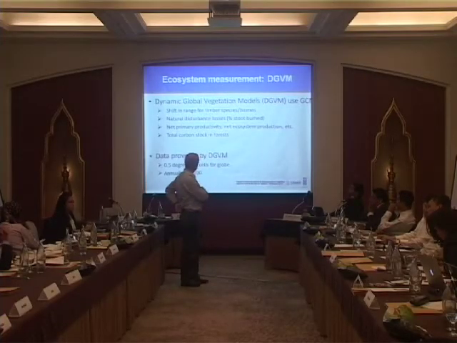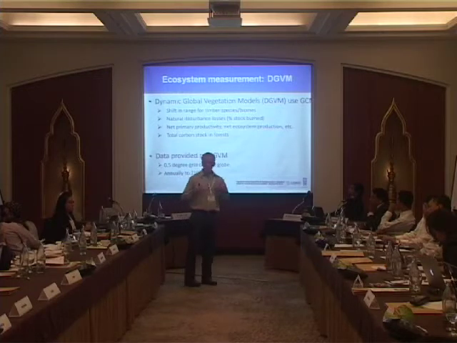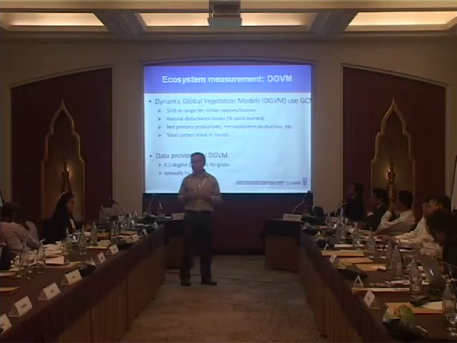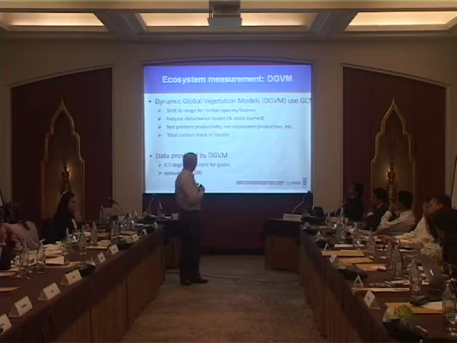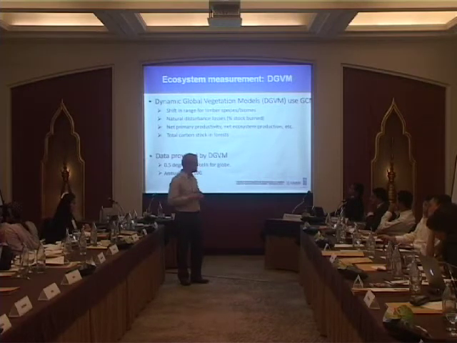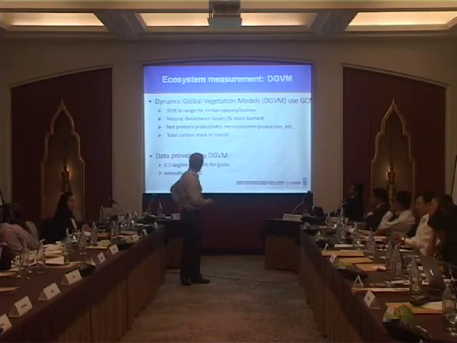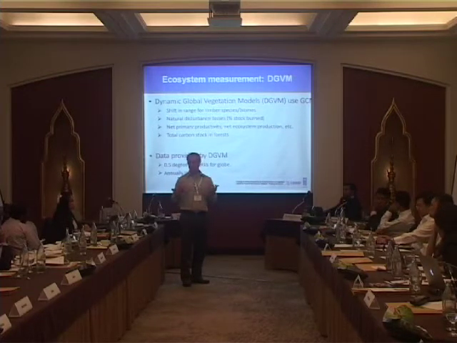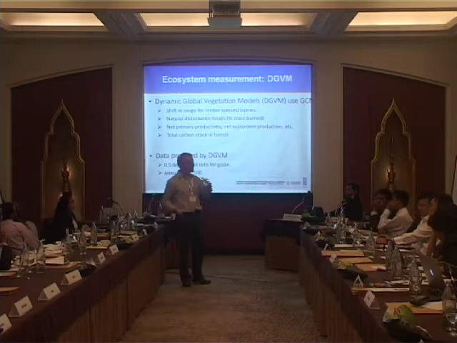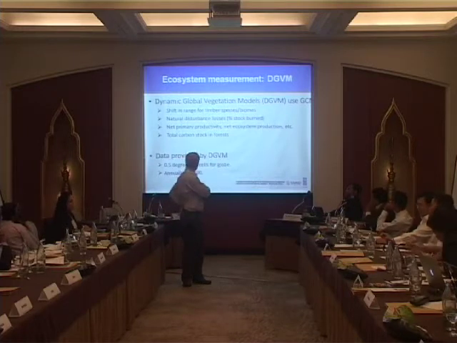Also, natural disturbance losses: the dynamic models can help give a sense for what might happen to disturbances over time. Net primary productivity: they can give a sense for what happens to the growth rate of trees over time. And then also total carbon stock in forests, so a sense for the net effect of all these three processes going on here. The total carbon stock is essentially that.